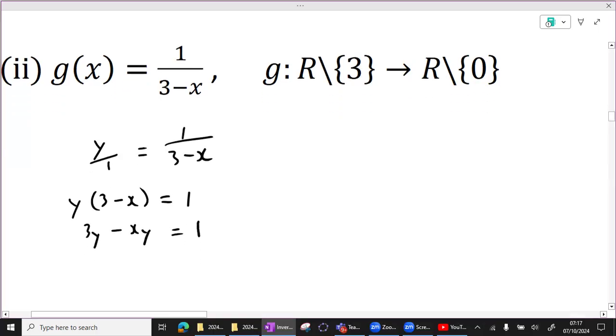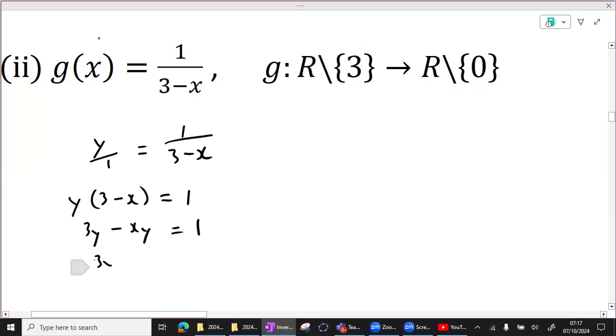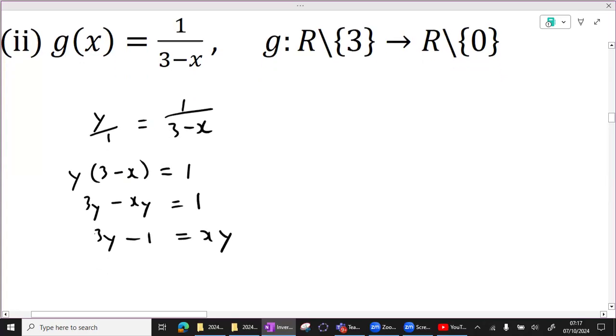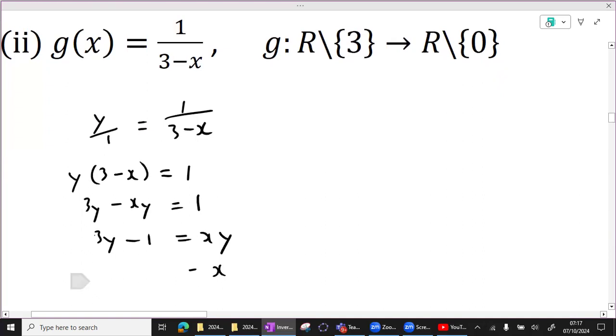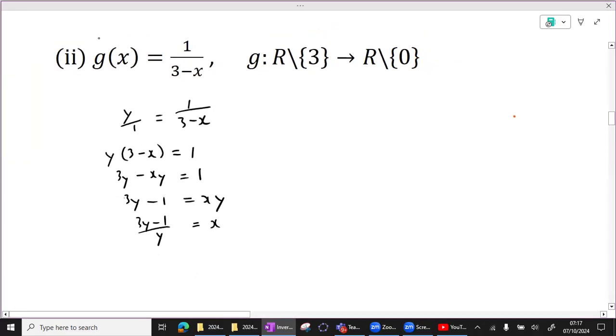Now remember, my goal is to get x on its own. So I'm going to bring over the 1 and put the xy back over. To get x on its own, then I'm going to move the y. So this is what I end up with. So I'm basically done, but I just need to put it back into a format that is correct. So I do my symbol for my inverse of a function. Okay, same as normal function with a little minus 1. Then I replace all my y's with x's.